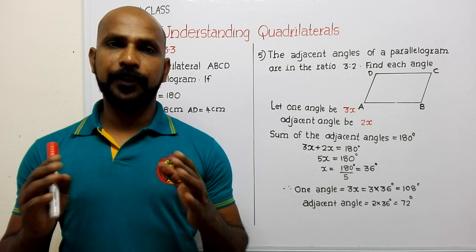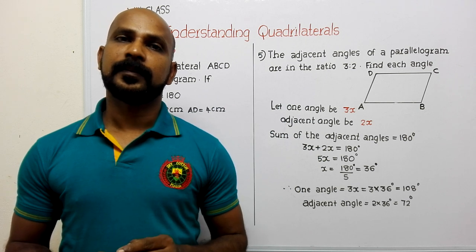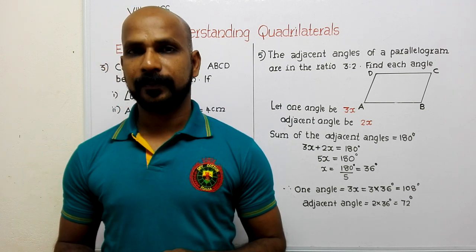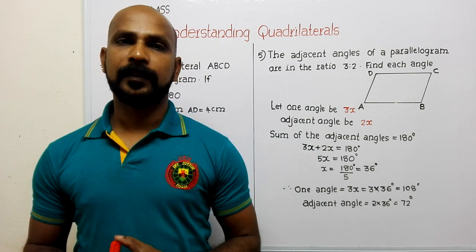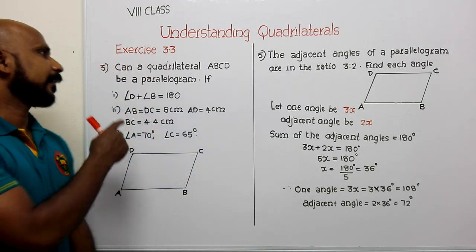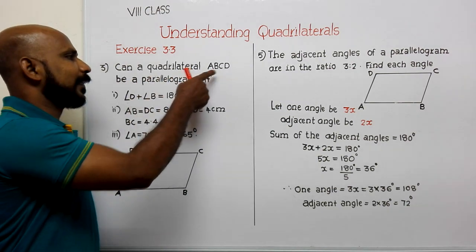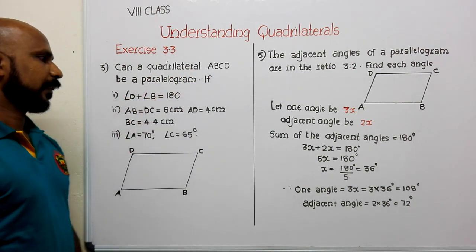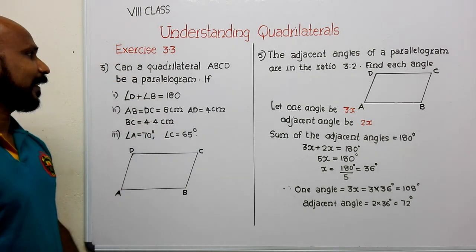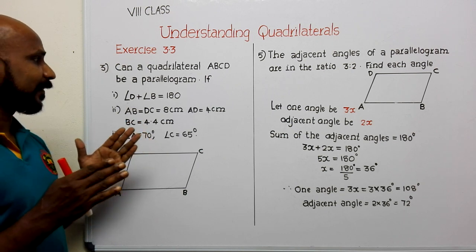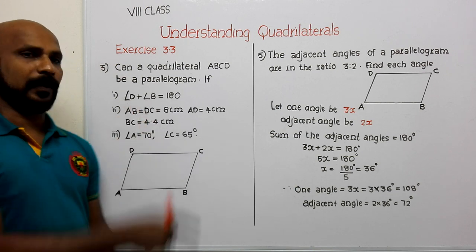Now we are going to discuss the chapter Understanding Quadrilaterals and Exercise 3.3. Okay, so here I have written the third question of Exercise 3.3. Can a quadrilateral ABCD be a parallelogram? There are three questions under that one. So the question is, a quadrilateral ABCD is given, and under the given conditions, is it a parallelogram?